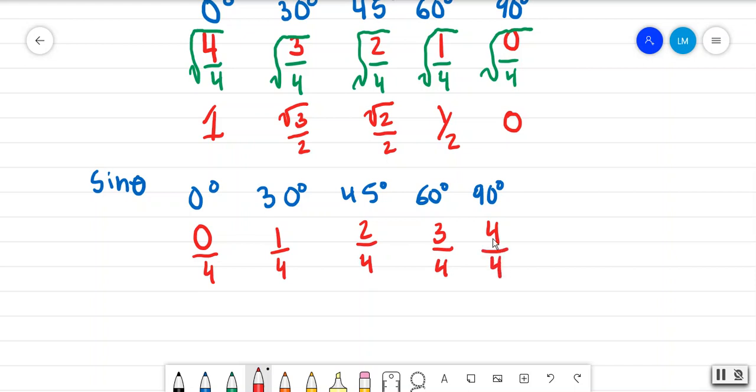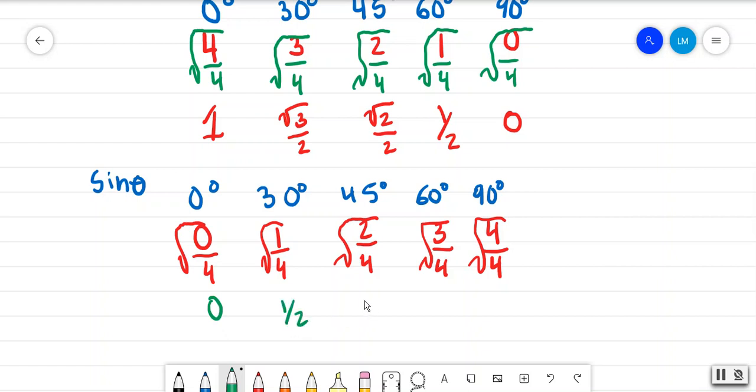So basically the 0 is still acting as your thumb, and then it's up to your pinky, which is the 90 degrees. So what you'll do next is you'll just take the square root of each one. Now what this does is it gives you the following. You end up with 0, 1/2, root 2 over 2, and then root 3 over 2, and then 1.